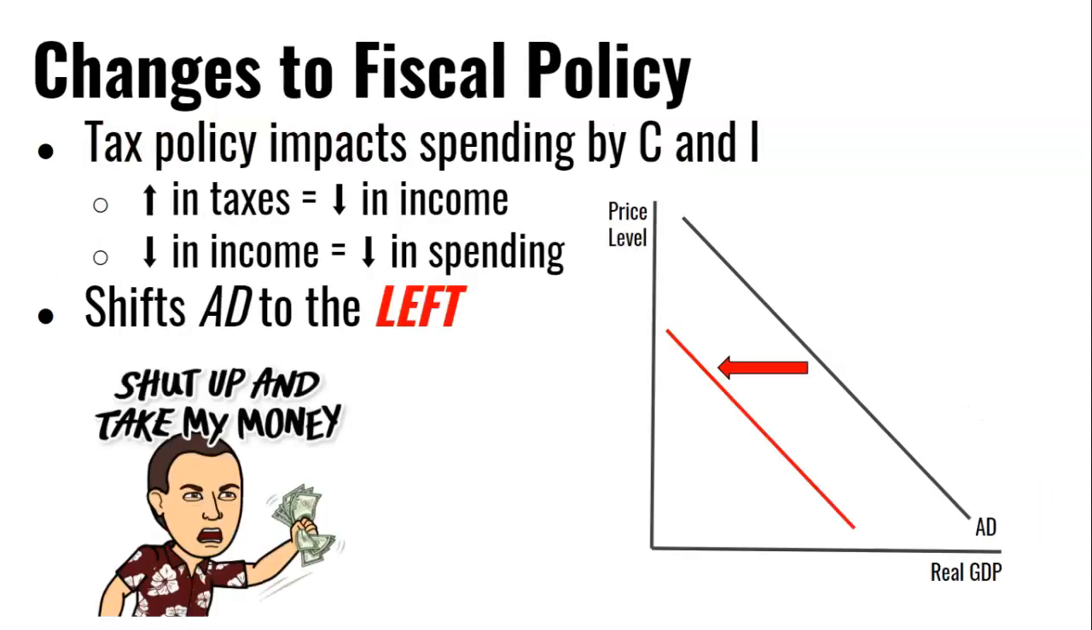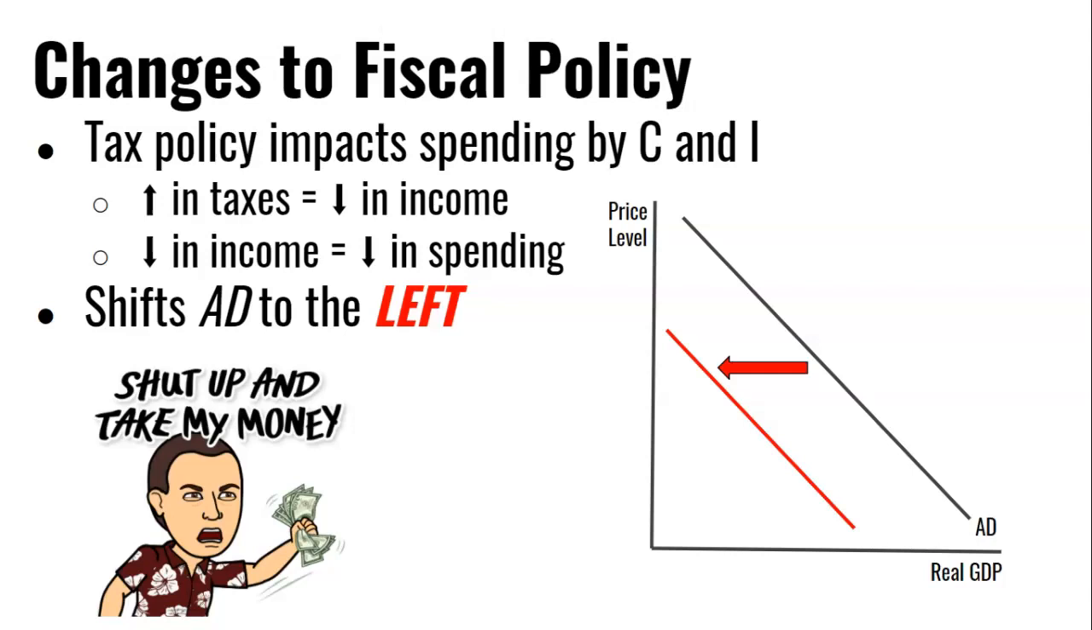If the government were to increase taxes, presumably that increase in taxes would remove from the hands of individuals and businesses the resources to be able to purchase goods and services. And so as a result, we should see a decrease in both consumption and investment spending, which would cause aggregate demand to shift to the left.